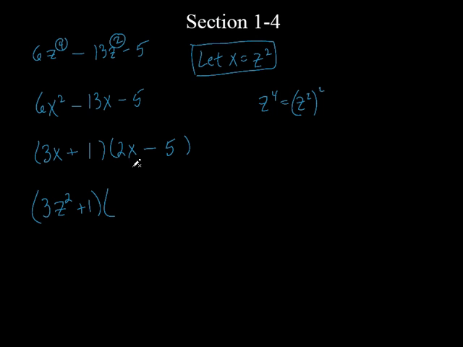That's really all there is to the substitution. And then 2 times x. Again, remember x is z squared, so I'm going to put a z squared right there. And minus 5. And there we go. There is our factoring. So we did it by substitution.